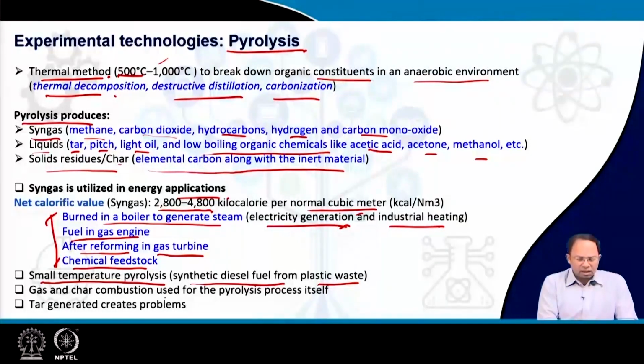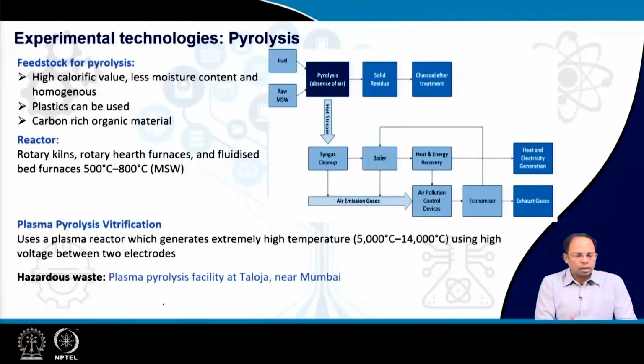Then gas and char combustion are used for the pyrolysis process itself. So we can use the gas as well as the char, we can burn it again, and that increases the temperature or improves the pyrolysis process. The tar that is generated sometimes creates a lot of problems because it gets attached to the surfaces, and as you know, removing that is difficult. So this is the pyrolysis process.